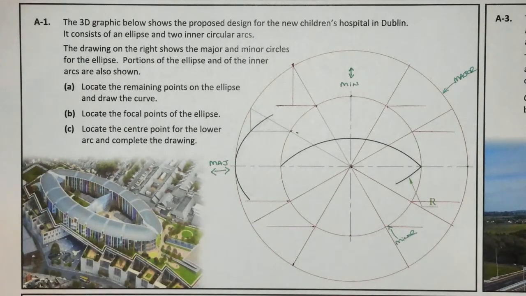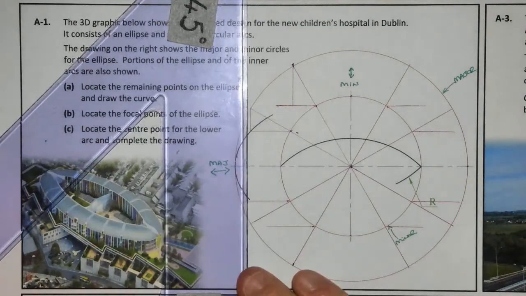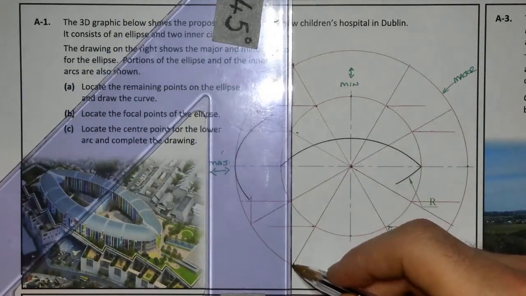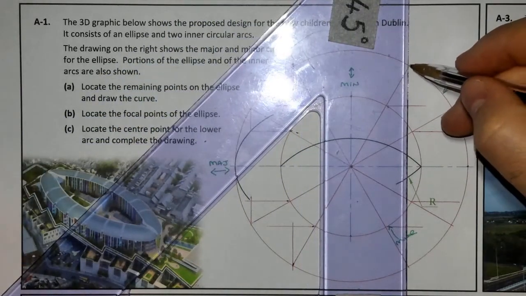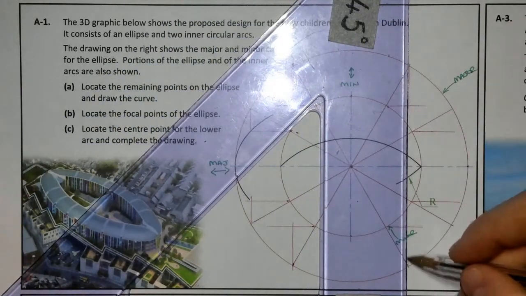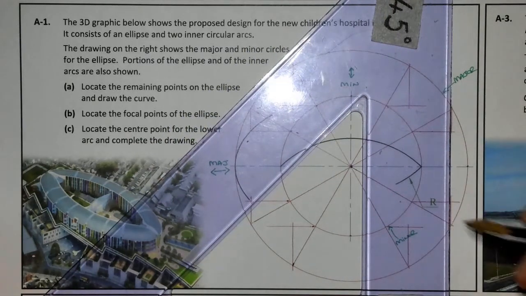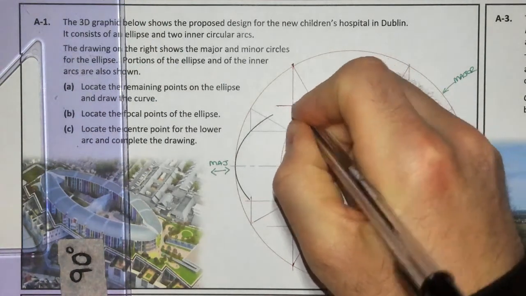Okay, now to identify the other points, every other one where it hits the major circle, you can see here I'm going to go up at this side, up. Now on the opposite side, this one I'm going to go down, this one I'm going to go up, this one down, this one up. That will help me identify some points on my ellipse.